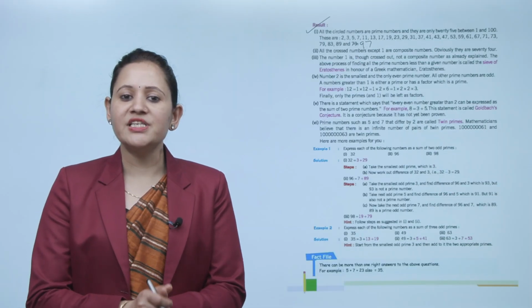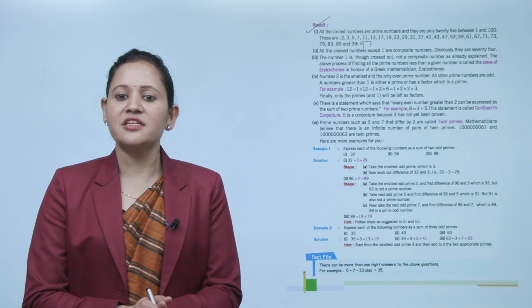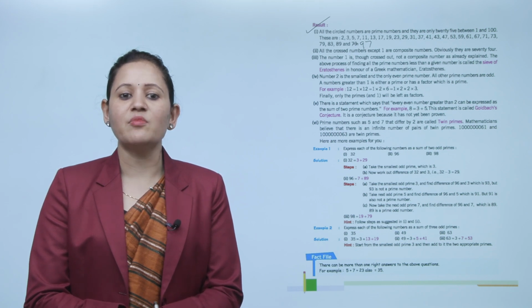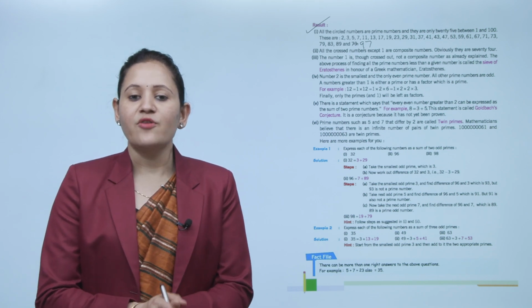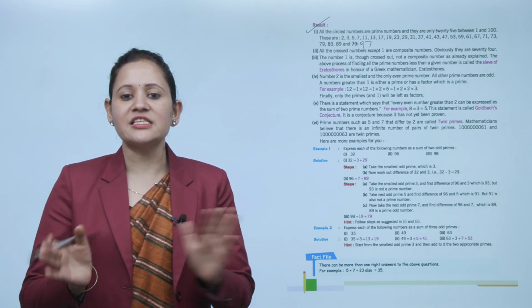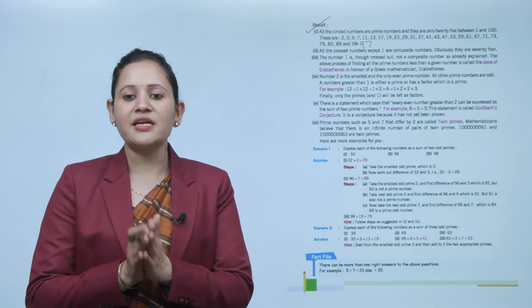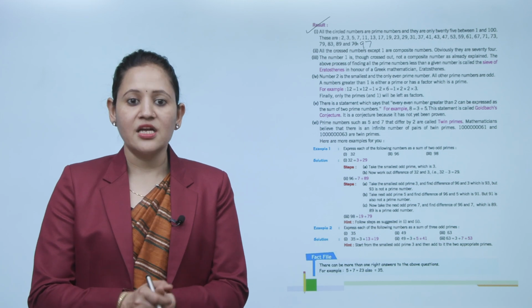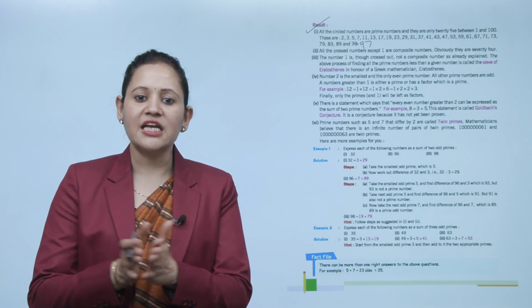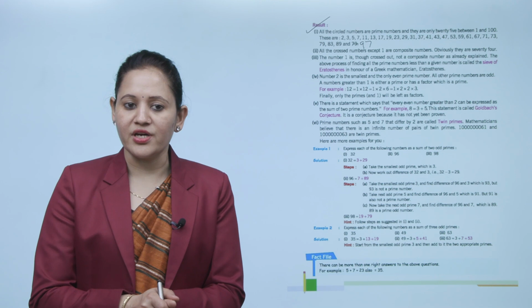There is a statement which says that every even number greater than 2 can be expressed as the sum of two prime numbers. For example, 8 can be written as 3 plus 5. The statement is called Goldbach's conjecture. It is a conjecture because it has not yet been proven.